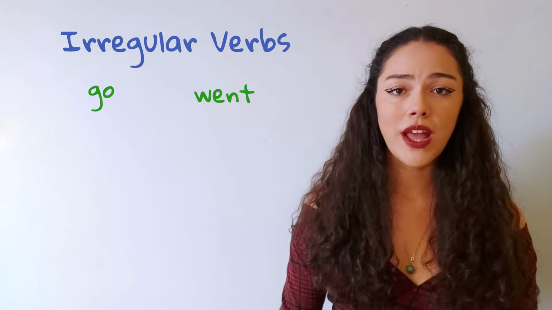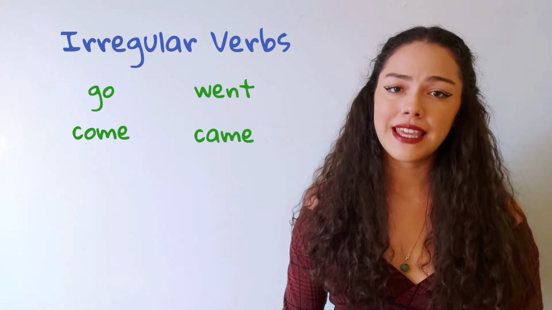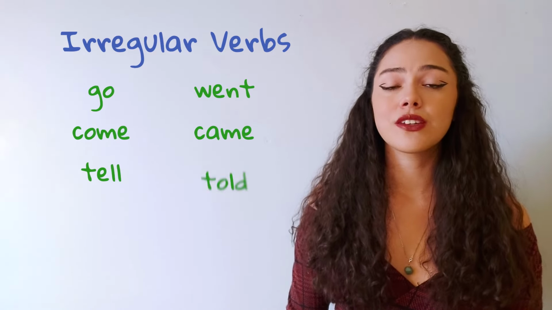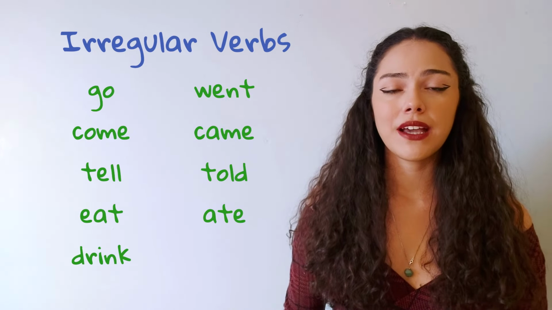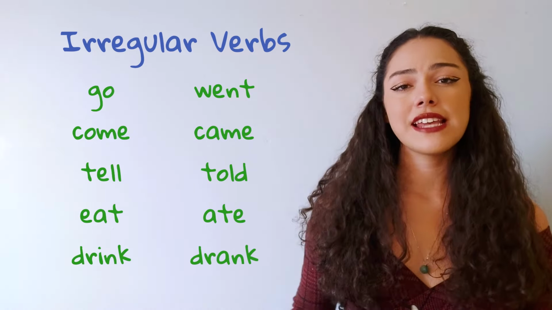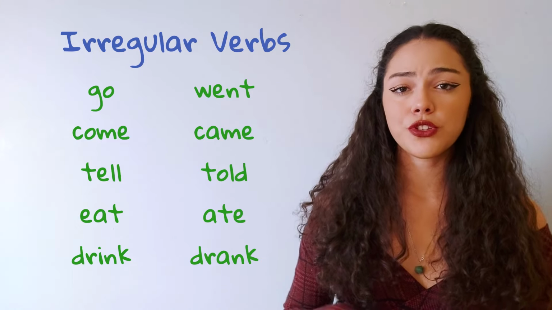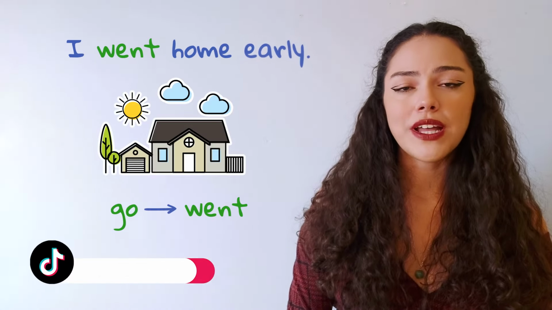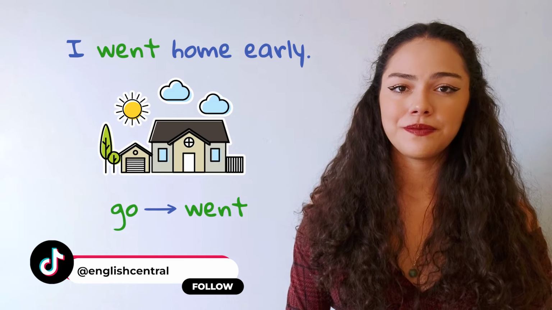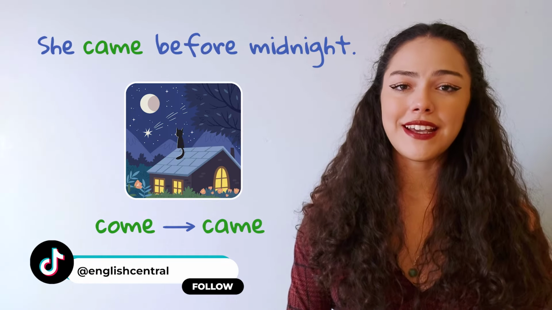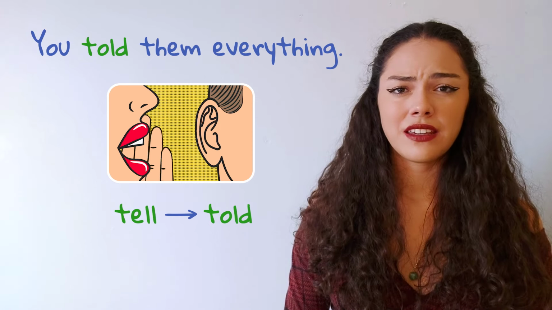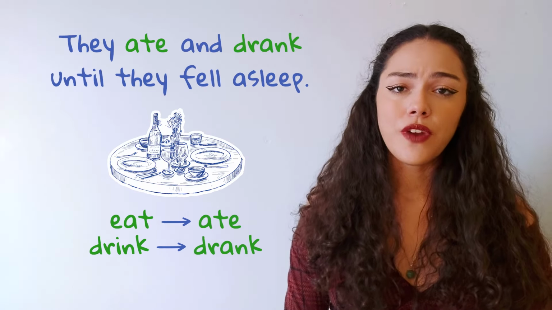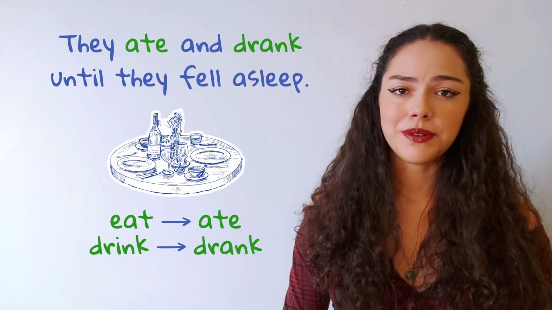Go becomes went. Come becomes came. Tell becomes told. Eat becomes ate. And drink becomes drank. The sentences with some of these verbs should look like this. I went home early. She came before midnight. You told them everything. They ate and drank until they fell asleep.